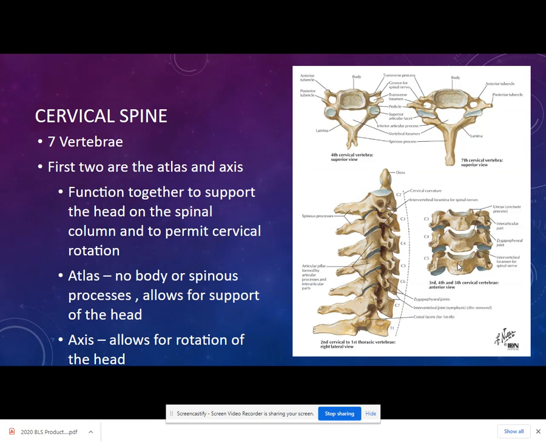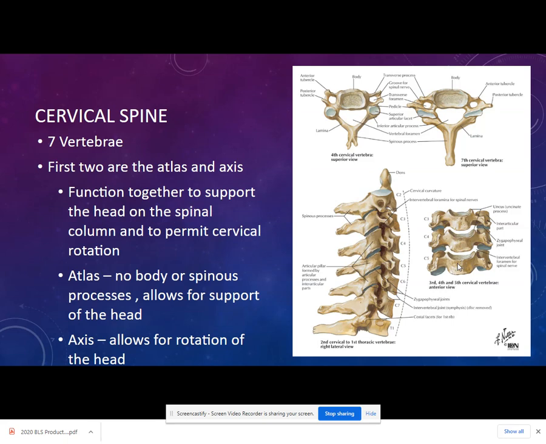Cervical vertebrae typically have longer spinous processes, and they're more delicate and thinner. The first 2 are very different, okay? The first 2 vertebrae are different, the atlas and the axis. This is what allows for the head to move the way it does. The atlas has no body or spinous processes, so it's literally just kind of like a circle. The axis allows for rotation of the head. Okay, so those are the differences.